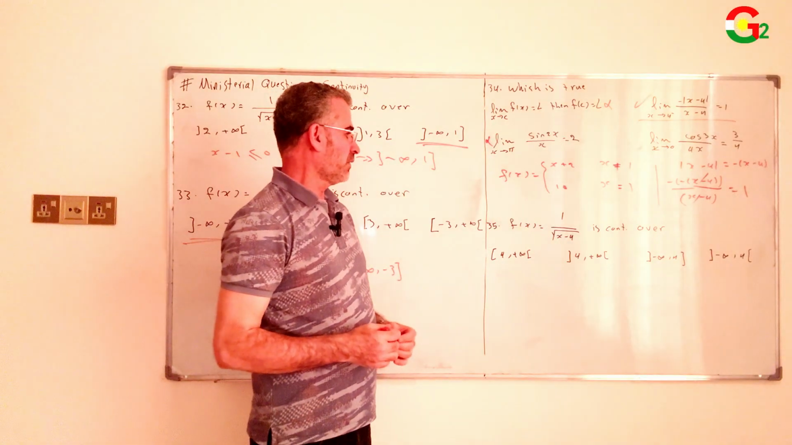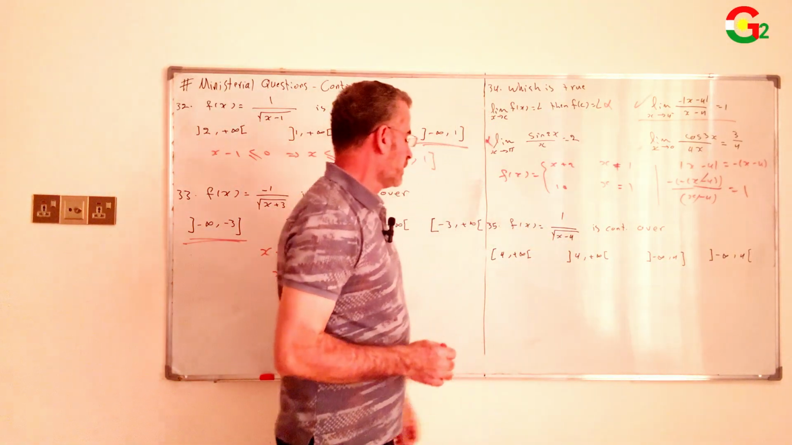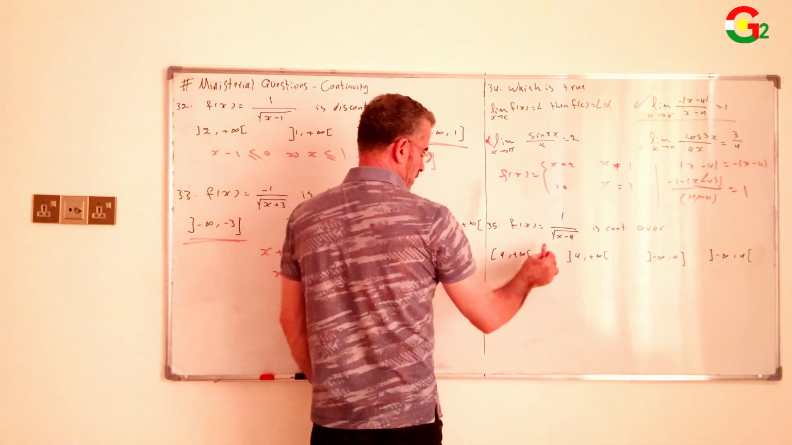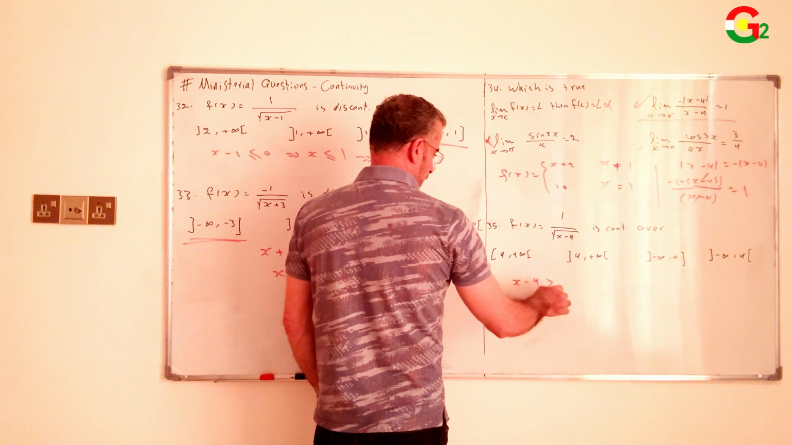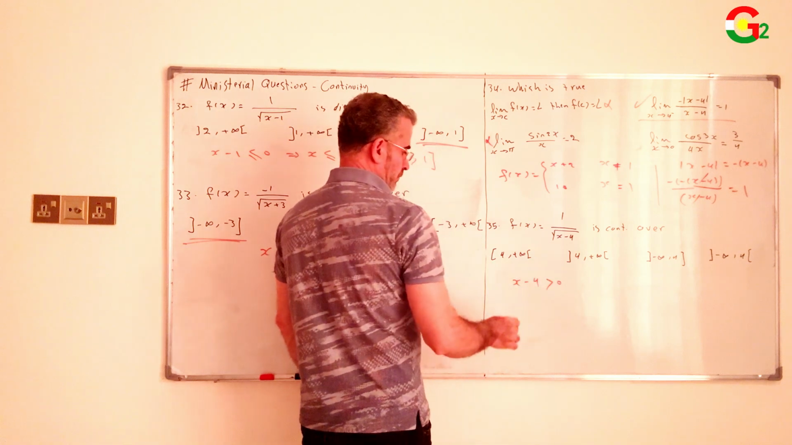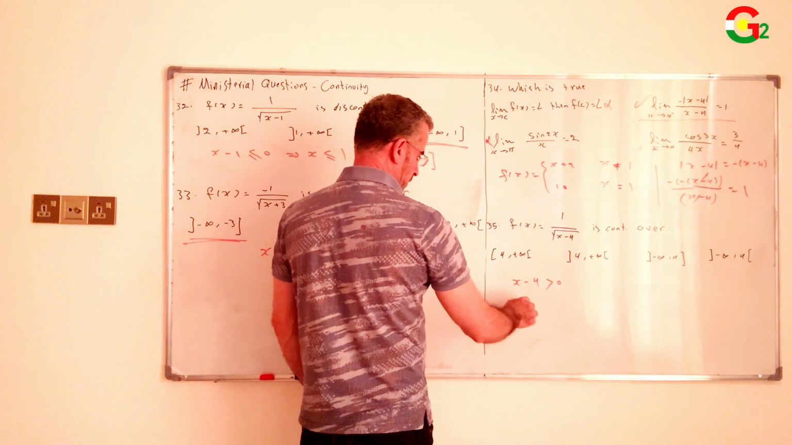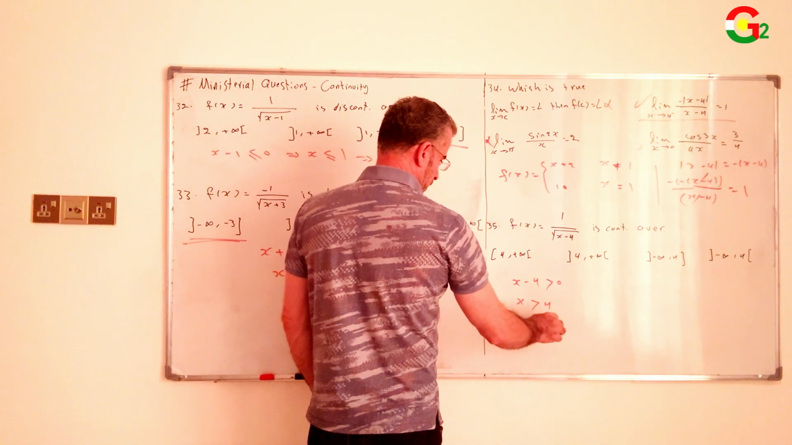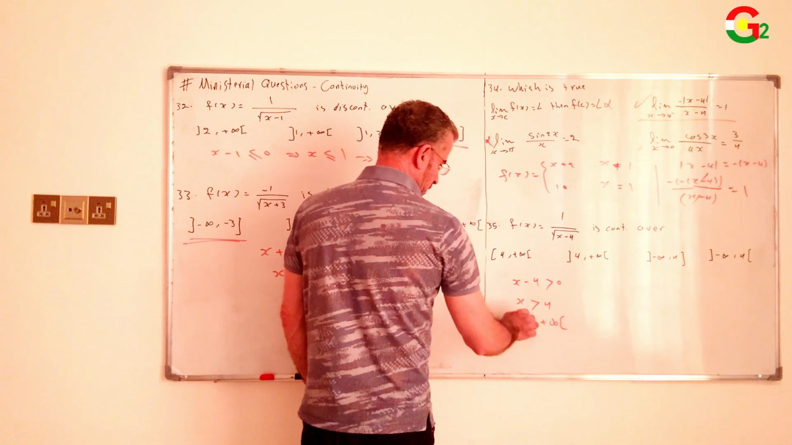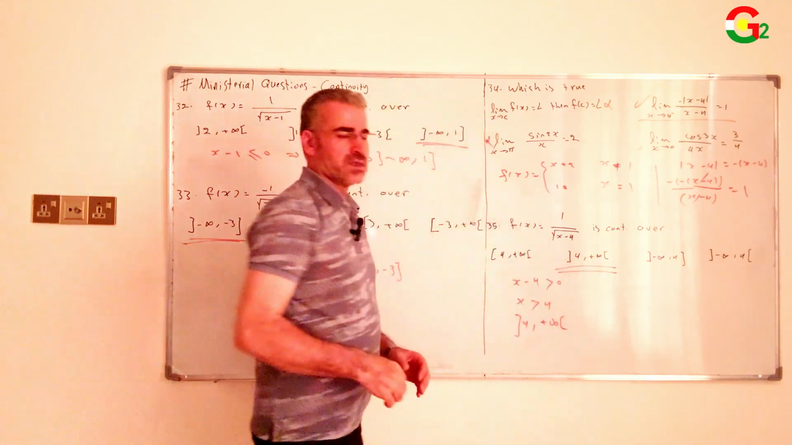Question number 35. F of x is continuous over which interval? Continuous means x minus 4 greater than 0, and not greater than or equal to 0, because it is in the denominator. X greater than 4 means 4 to positive infinity, open interval. B is the right choice.